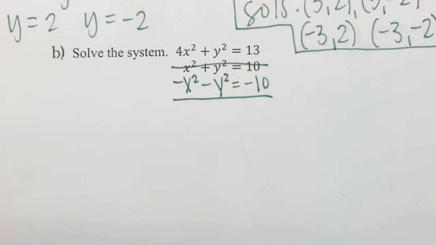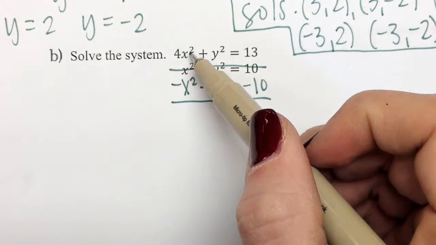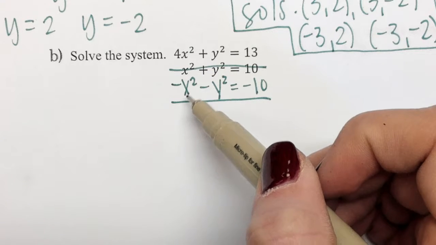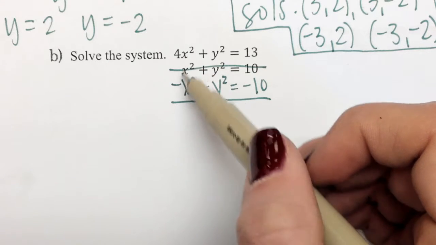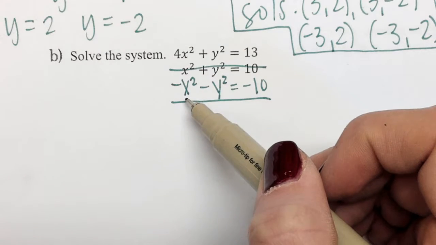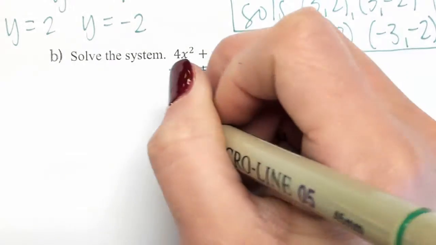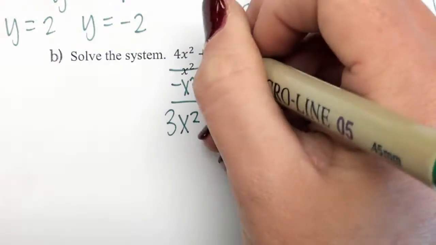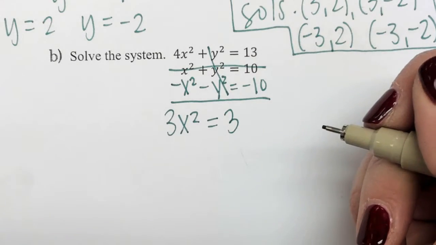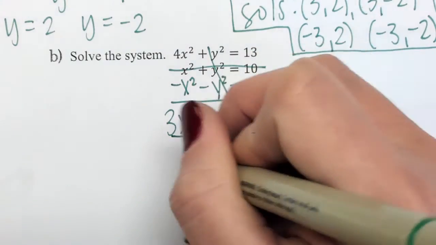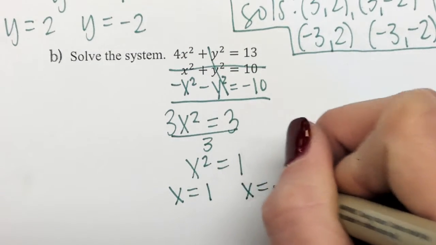Alright, now let's add them. So Abigail, 4x squared minus x squared is going to give us what? 3x. Try one more time. 4 minus 1. Negative x. I mean 3x. Yes, very good. Alright, Colby, the next term after y squareds cancel out is going to give us what? Very good. How do we solve for x? And so x squared equals 1. So what does x equal? Yes, positive 1 and negative 1.